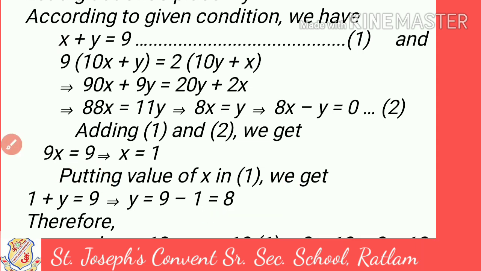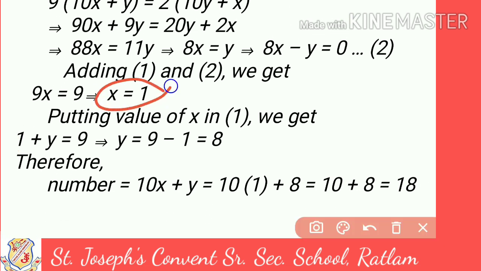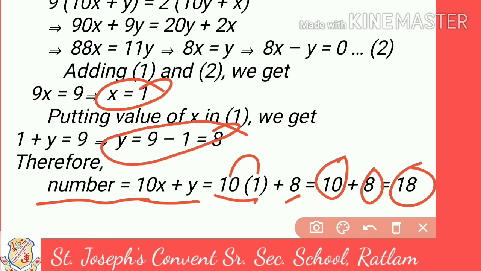Hence, can you see we have got the values of both, x is equal to 1 and y is equal to 8. So you know what the question was? The question was to find the original number. So the original number was 10x plus y. Simply replace x by 1 and y by 8. So you will get 10 into 1 plus 8. What is 10 into 1? 10 plus 8, that is equal to 18. So this is the final answer. The original number which we were trying to find is equal to 18. So that was question number 3.